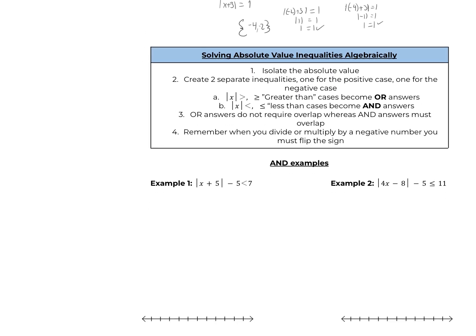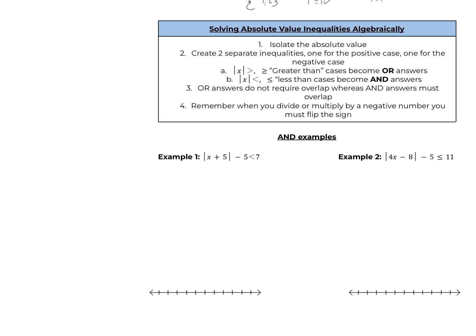All right, so first off, we've got the absolute value of x plus 5, minus 5, is less than 7. So again, isolate the absolute value first. We add 5 to both sides. Absolute value of x plus 5 is less than 12. All right, so now we're ready to split this into two cases, one positive, one negative. So x plus 5 is less than 12, and x plus 5, we're going to flip the sign because we're multiplying or dividing by negative, is greater than negative 12.